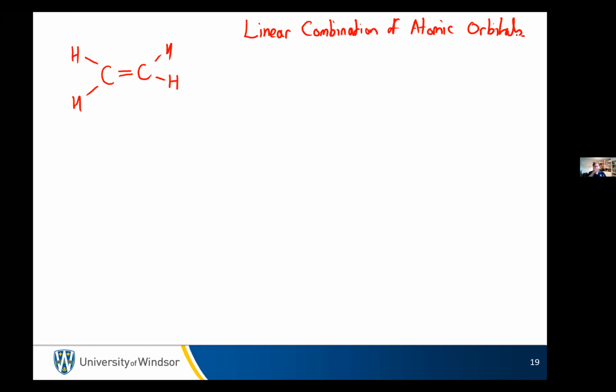Sorry, I inserted a blank slide here because I wanted to talk about this. What I'm doing there is I am going to linearly combine atomic orbitals. If I asked you to draw me the LCAO model of ethene, what I'm asking you to draw is basically, where are the orbitals? What are they doing? So let's think about what we have to do there.